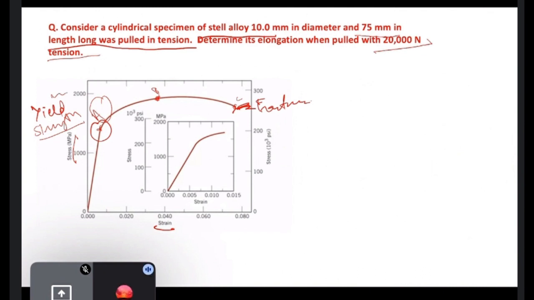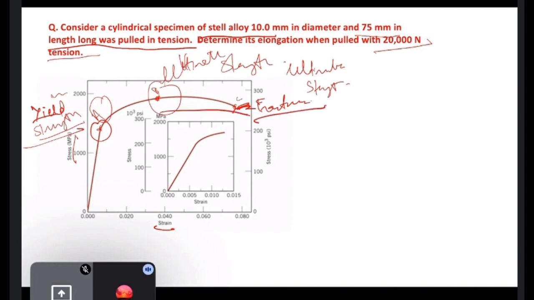Then what is the B point? It is the ultimate strength. It is the maximum strength. First the yield strength, and then the ultimate strength. After that, it will go on to the path of fracturing. So we have understood how to read a plot.